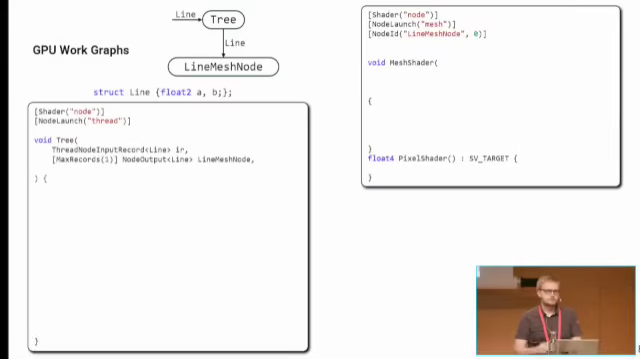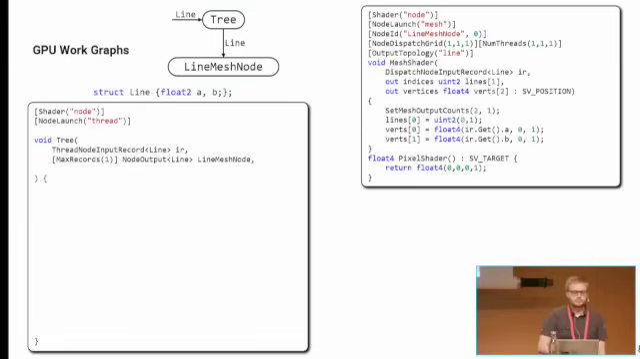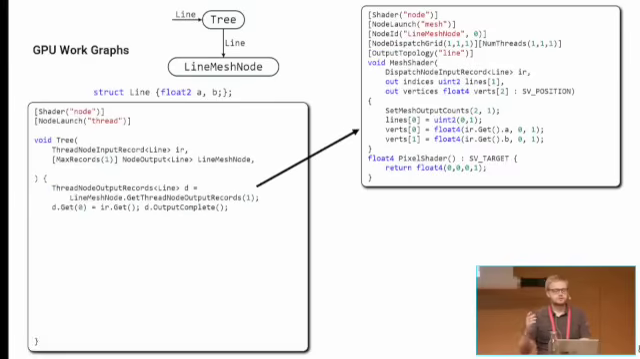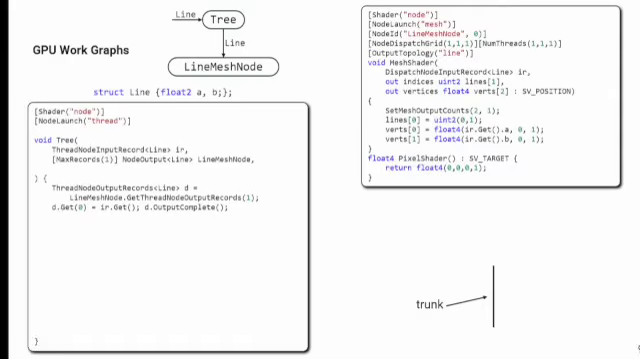And the mesh node is a fairly new feature of work graphs. It consists of a mesh shader and a pixel shader. And when we code that out and dispatch a work item to the line mesh node, we can draw the trunk of our tree. Now, this is a fairly boring tree, so let's make it a little more complicated.